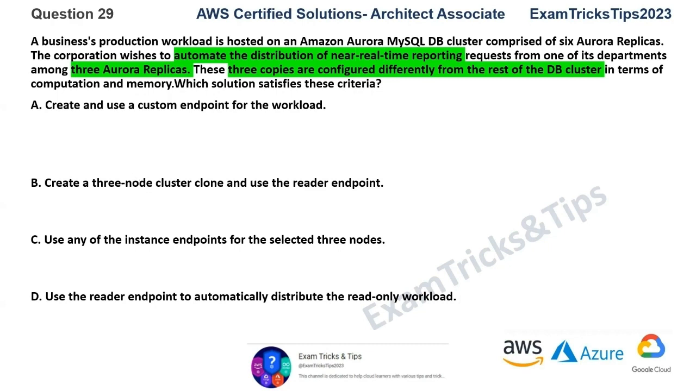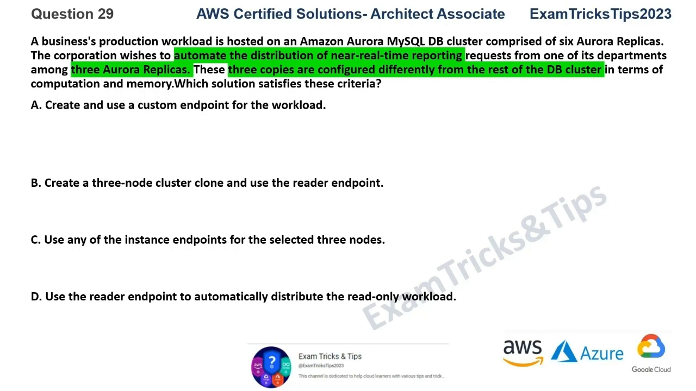So let's look at the obvious wrong one. Option D appears to be the obvious wrong one for me. It is about reader endpoint. Now, the standard reader endpoint distributes traffic across all available read replicas, not allowing selective targeting of specific three replicas with different configuration. So reader endpoint, what it does is whatever replicas you have, it will just distribute the load across all of them to load balance.